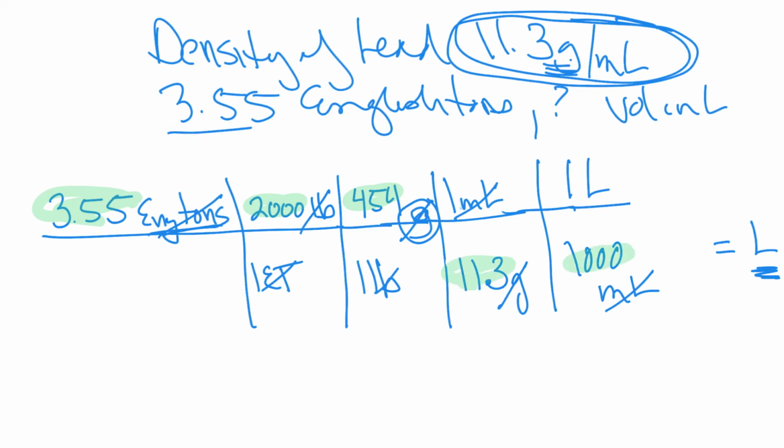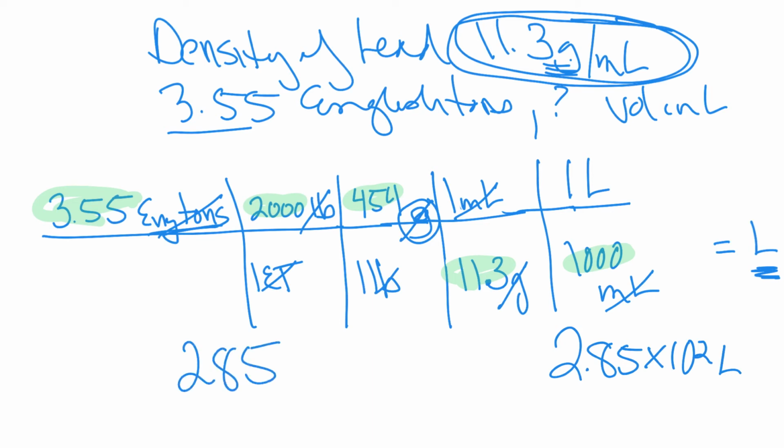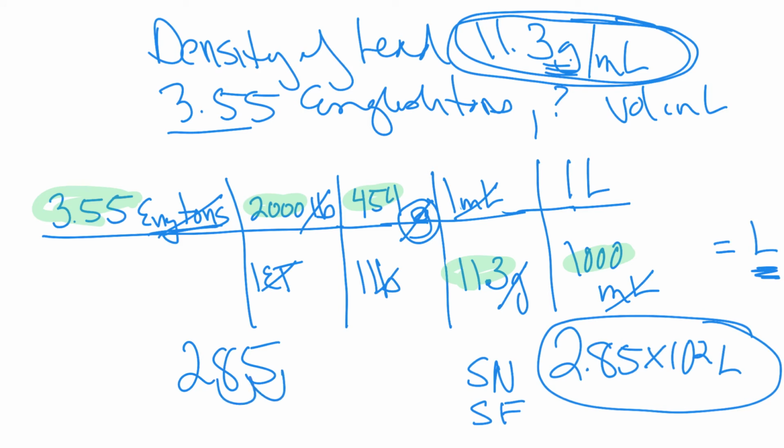And when you do that, you get the answer of, see, I get 3 sig figs, right? You get the answer of 2.85 times 10 to the 2 liters, okay? So your raw answer would have been 285, right? But if you have to put your answer in scientific notation with correct sig figs, then I would have to move that decimal over, and that's 10 to the 2 liters.